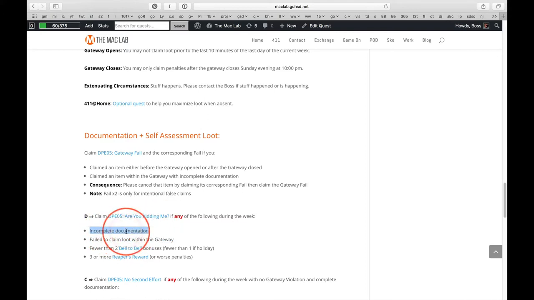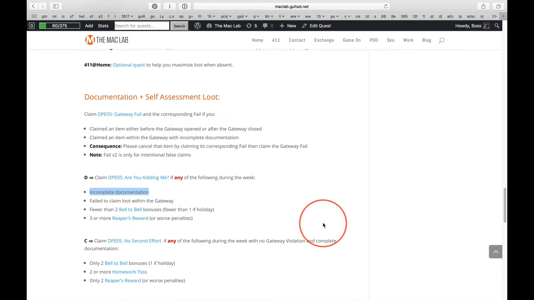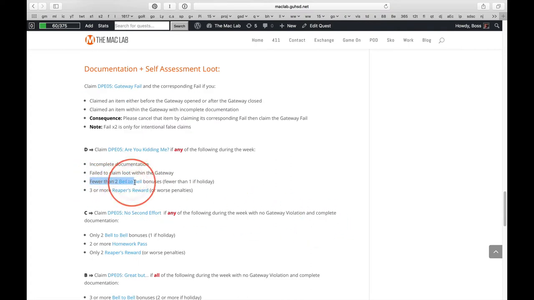Or if you have incomplete documentation. Or fewer than 2 bell-to-bell bonuses. You know, one if a holiday. This is not a holiday week, so we don't have to worry about that. Or if you have 3 or more Reaper rewards, or worse, penalties. Okay?